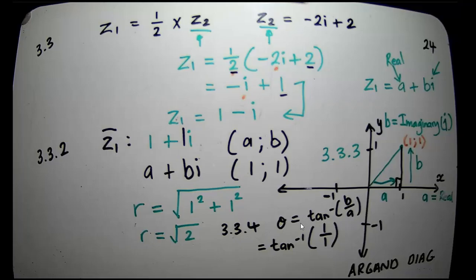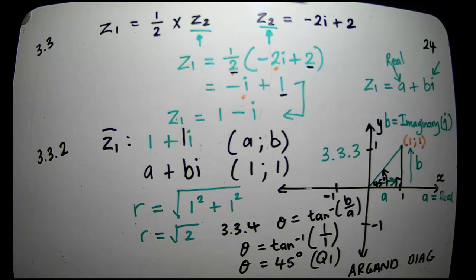So the angle is equal to tan minus 1, the B value over the A value, and this will give us the angle, right? Remember, tan minus 1 means we're calculating the angle. So theta equals tan minus 1 of 1 over 1. We're going to get 45 degrees in quadrant 1. There's our 45 degrees in quadrant 1. So this is quadrant 1, that's quadrant 2, quadrant 3, and quadrant 4 on the Cartesian plane, the Argand diagram.